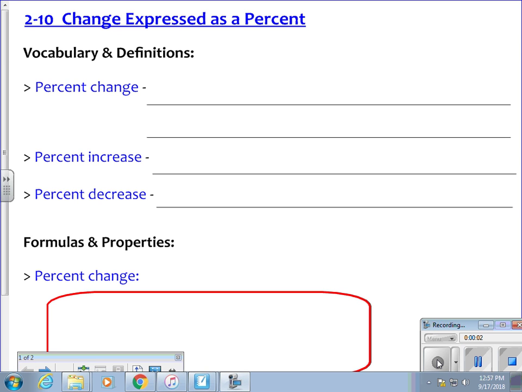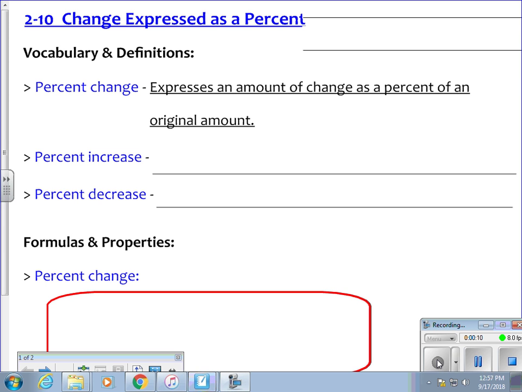Okay, today we're doing change expressed as a percent. Percent change expresses the amount of change as a percent of the original amount. I got a 10% raise. Okay, what does that mean? That's what we're talking about.